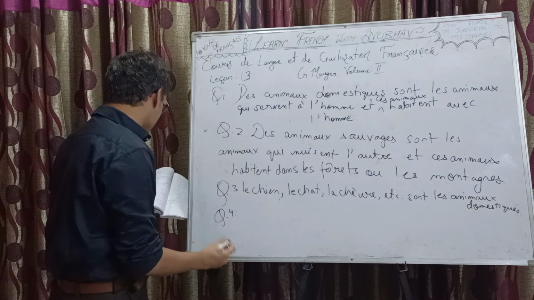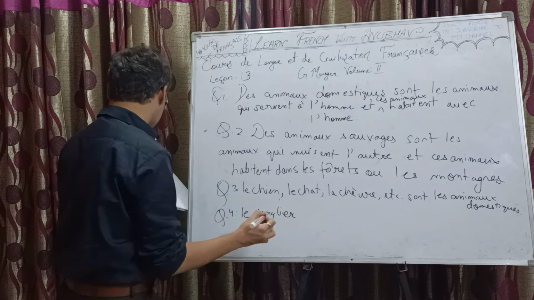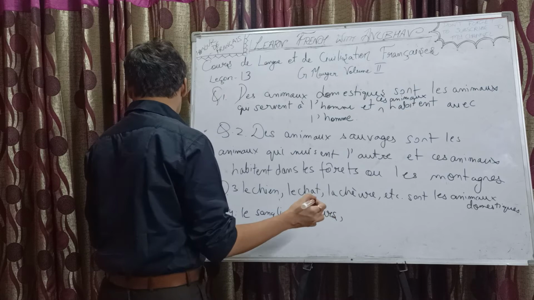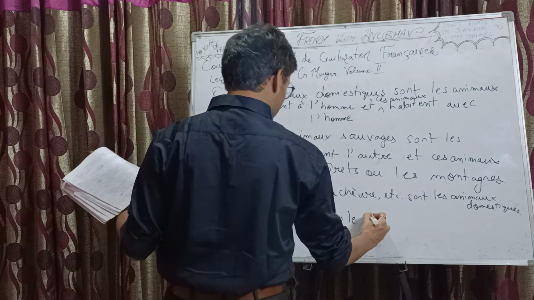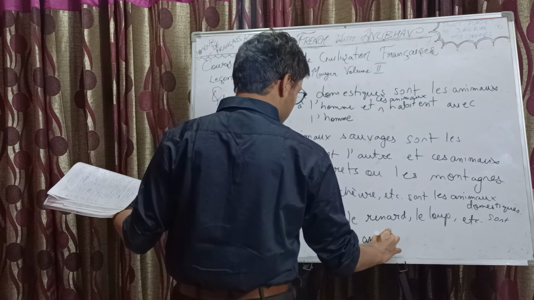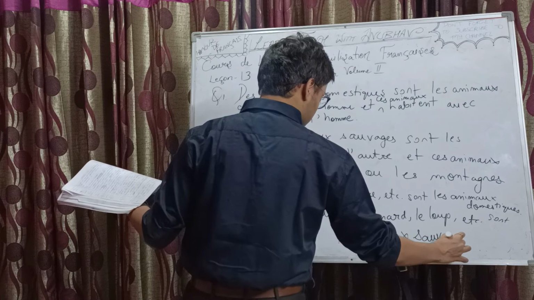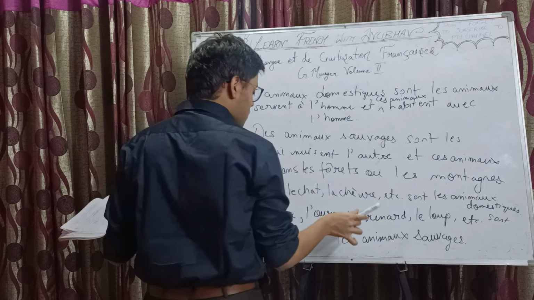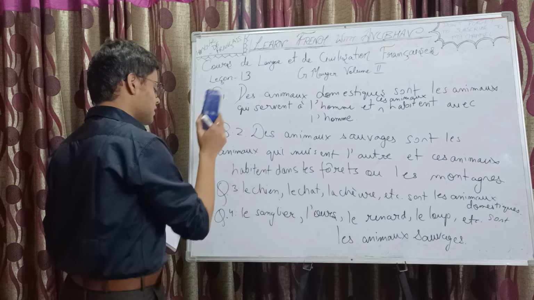Quelques animaux sauvages, question number 4. Okay. Le sanglier, l'ours, le renard, le loup, etc. sont les animaux sauvages. So the wild boar, the bear, the fox, the wolf, etc. sont les animaux, are the wild animals. First two I am erasing now.